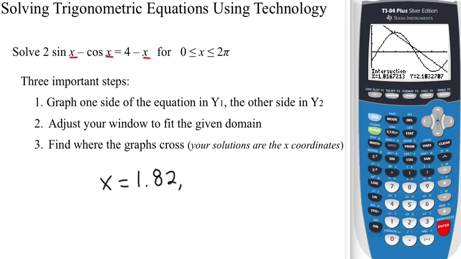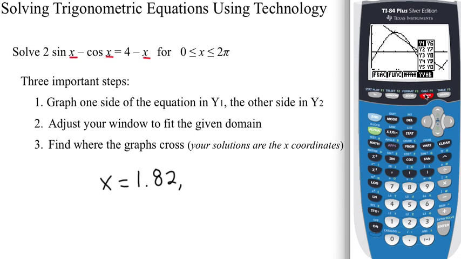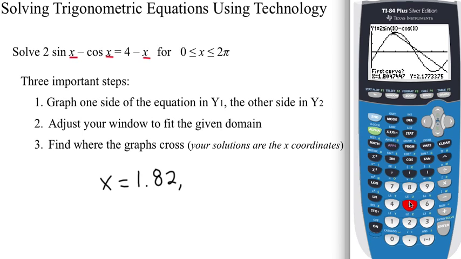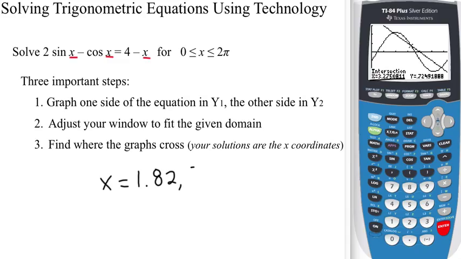Okay, same thing again. Second trace, intersect, and again, first curve, second curve, and a guess, and this time I'm going to find this middle intersection point, and there it is. The x-coordinate, again, right here, gives me 3.28. So there's my second intersection point.